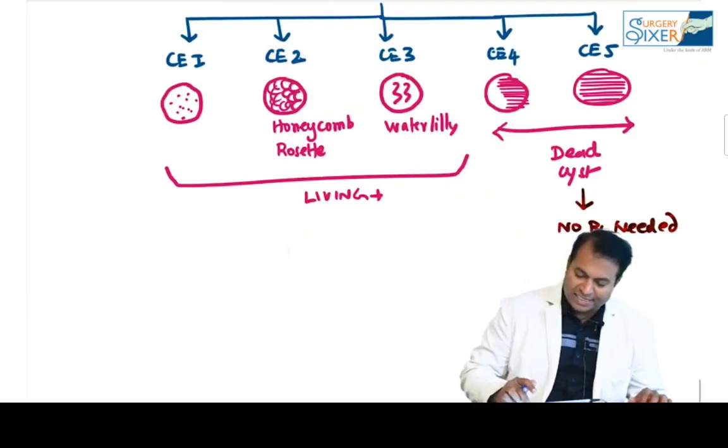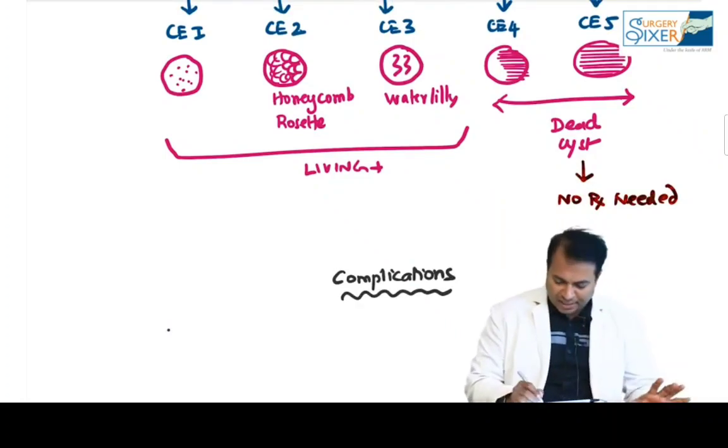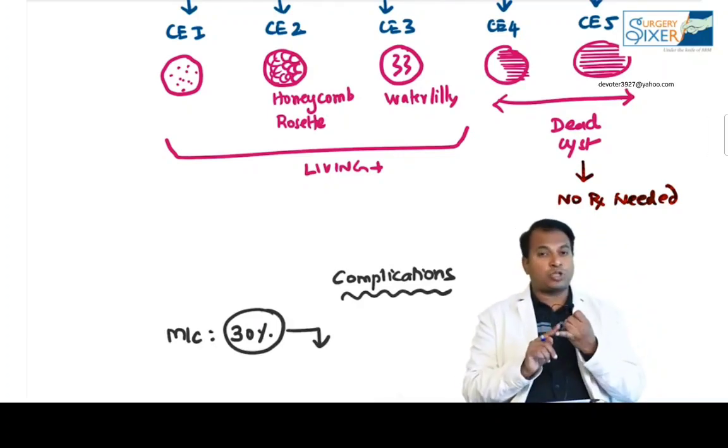So now coming to the complications of hydatid cyst. I want you to remember only one complication. What is the most common complication, which is seen in around 30% of cases? The most common site of rupture is the peritoneum.